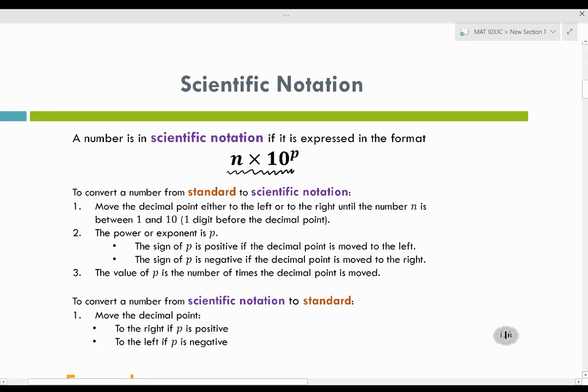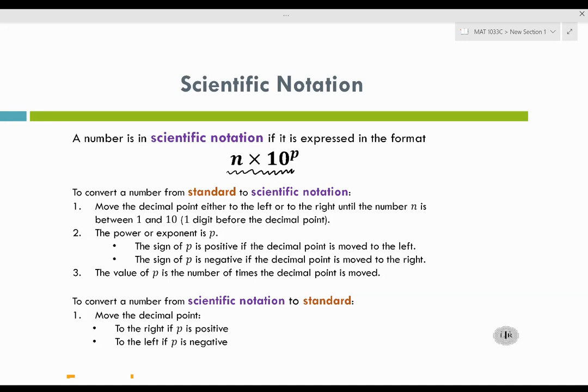Step 2, the power or exponent is p. So this value here is going to be an exponent, okay? The sign of p is positive if the decimal point is moved to the left, and the sign of p is negative if the decimal point is moved to the right, okay? So when you're dealing with the exponent, it's important that you take note of which way you moved, because like it says, sign of p is going to be positive if you move to the left, sign of p is going to be negative if you move to the right, okay? And then step 3, the value of p is the number of times the decimal point is moved, okay?